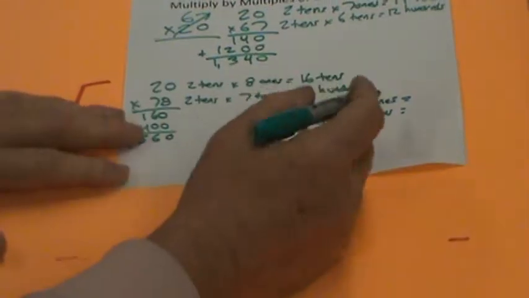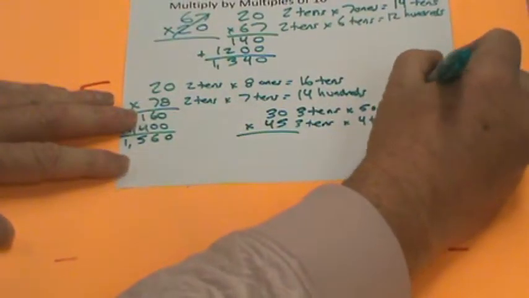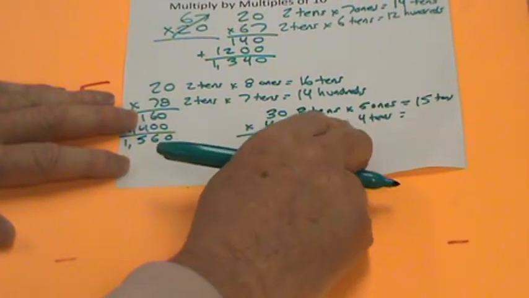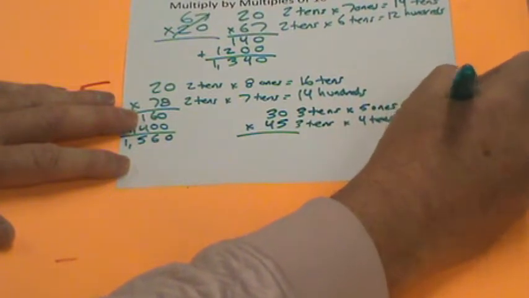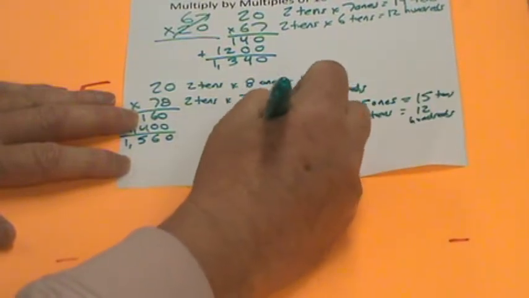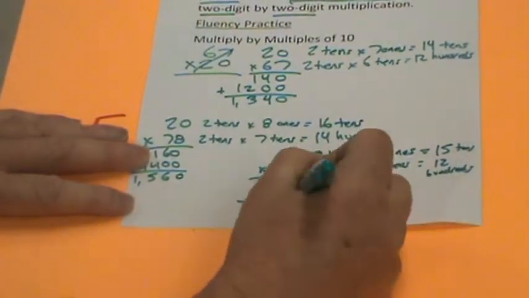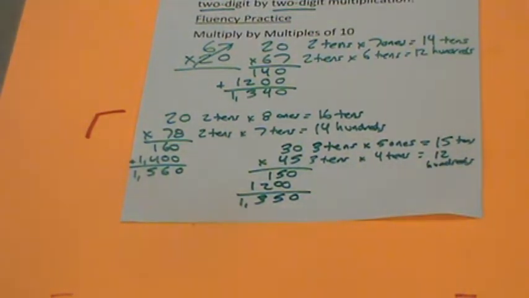Pause the video. And welcome back. What answer did you get? Well, let's take a look. We have 3 tens times 5 ones. 3 times 5 we know is 5, 10, 15. So we have 15 tens, and then 3 tens times 4 tens, 3 times 4 is 12, and we have 10 times 10, hundreds, right? So we have 15 tens, that's 150, plus 12 hundreds, 1,200. And we add it up. So you've got 1,350, you got the right answer.